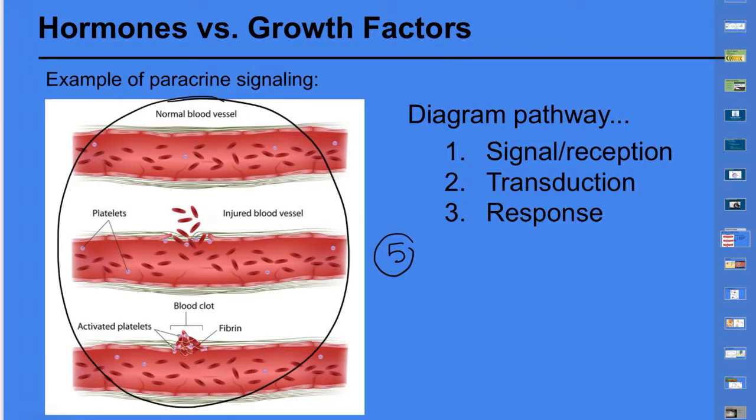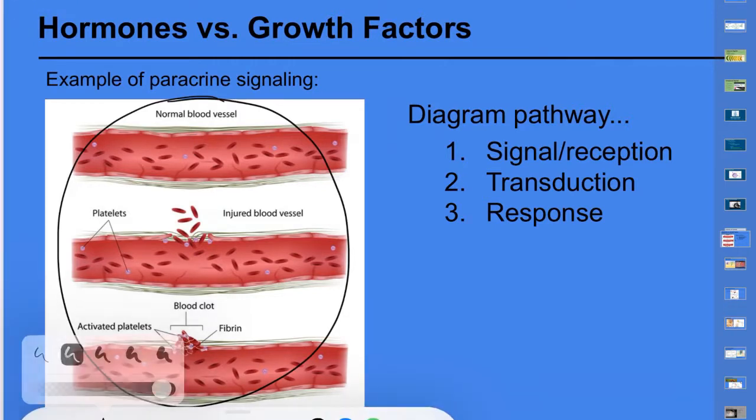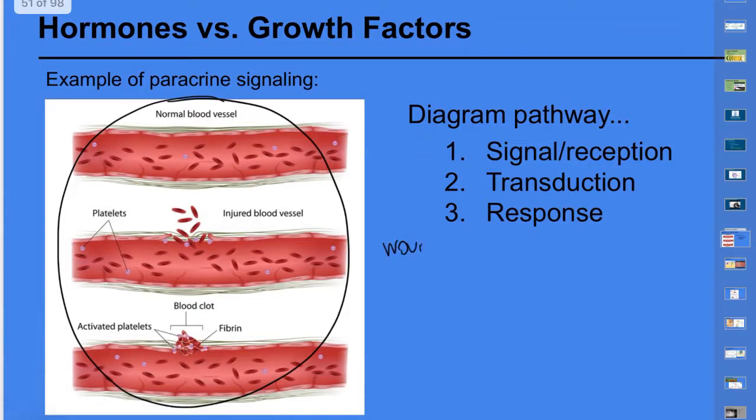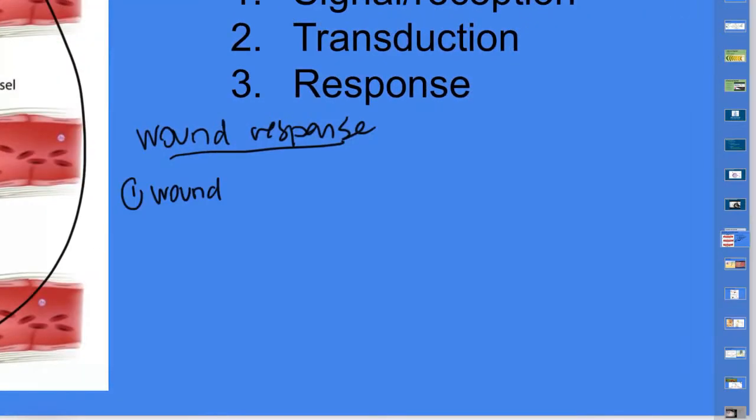What I want to do is talk about a specific example. A specific example is wound healing. You can see here what happens when there's some kind of a wound. So let's diagram a pathway of the wound response. The first thing that has to happen is there's some kind of a wound. So let's draw that. You're working and you staple your finger. So let's draw what that looks like.